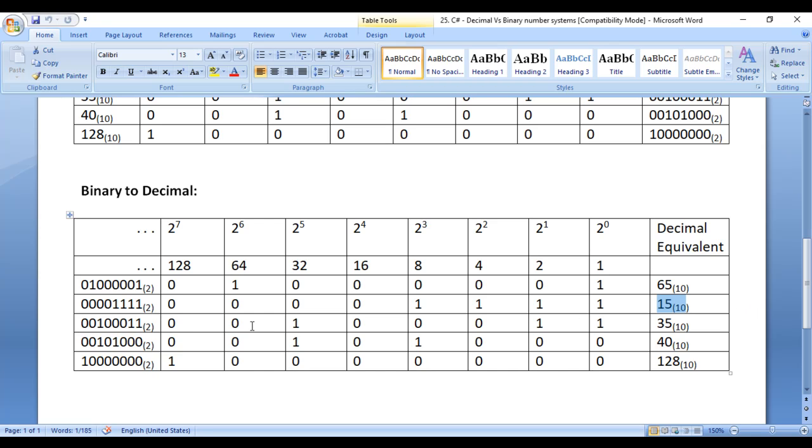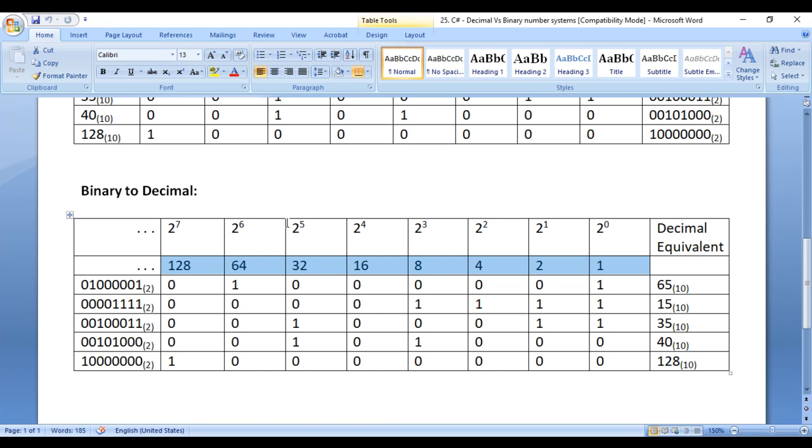Again, same. 00100011 I have done. So above this one we have 32, above this one we have 2, 32 plus 2 is 34. Above this one we have 1, 34 plus 1 is 35. So, this sequence of zeros and ones indicates 35. Simple. If you remember 2 to the power series, then you can easily convert any binary number to decimal equivalent number, guys.